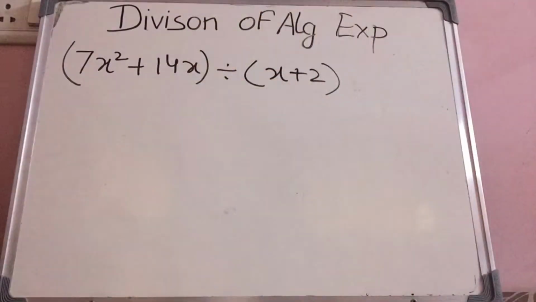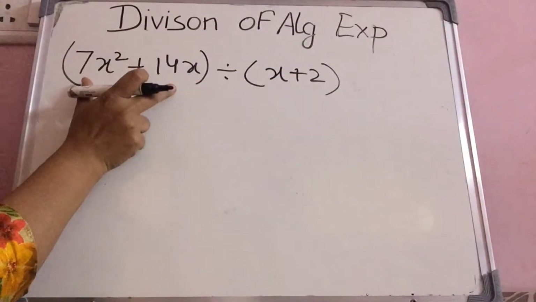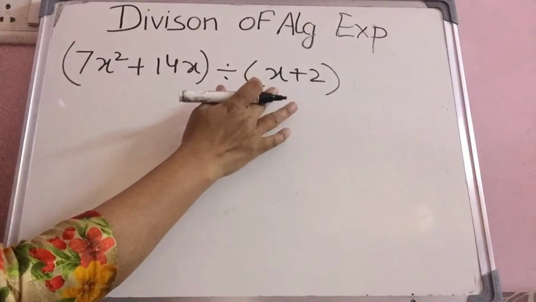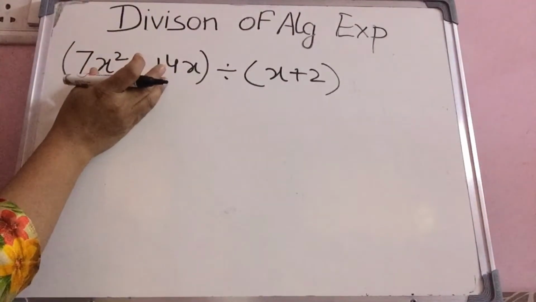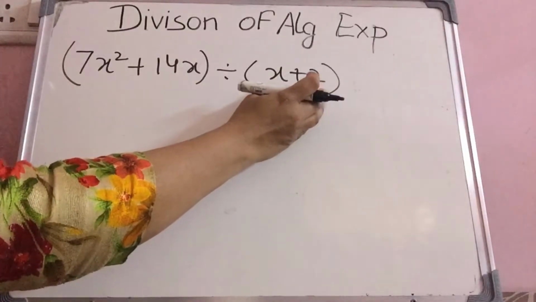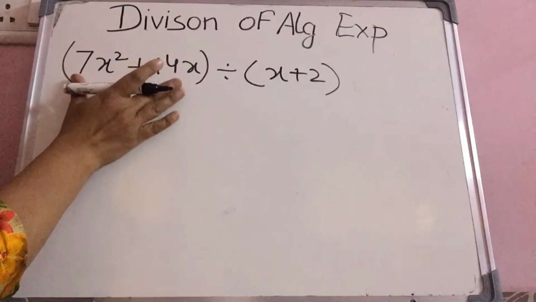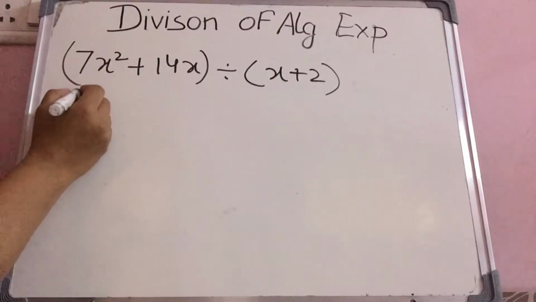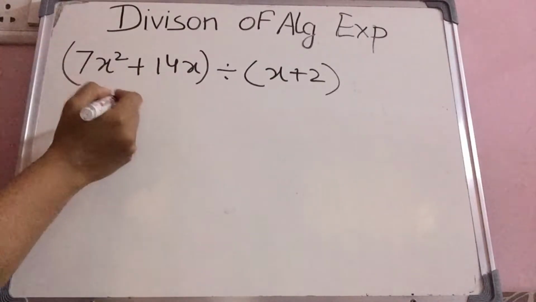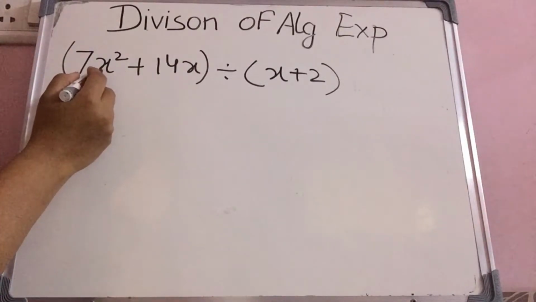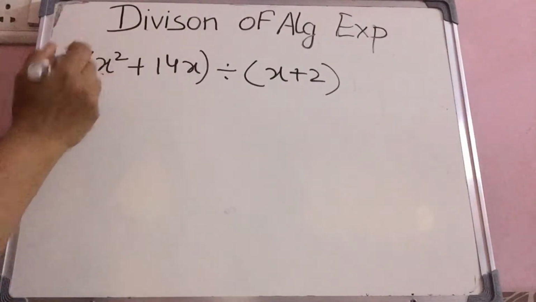Thank you. Now if we have to divide this question by this term, this is an algebraic expression, this is also an algebraic expression. We have to divide the two. How will we do it? We will factorize the first part first. How to factorize it? We have done it in our earlier videos. We'll write factors of both the terms.